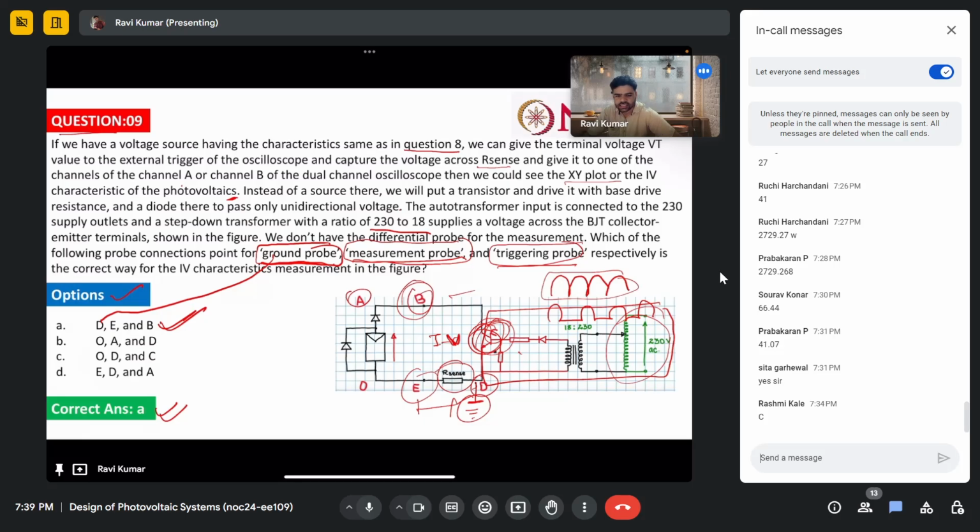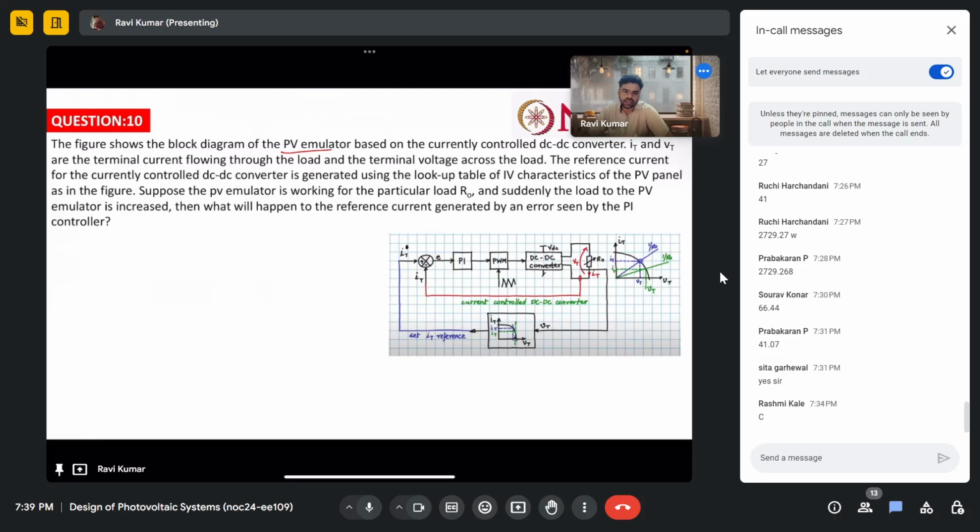Next question on the same line, it says the figure shows the block diagram of a PV emulator. It means we don't have a PV module, but we are using some components generating the same IV characteristics as we should have from the PV module. So that is the meaning of PV emulator here. And we are doing it with this DC-DC converter and this PI, PWM and DC-DC converter. The reference current for this is the reference current.